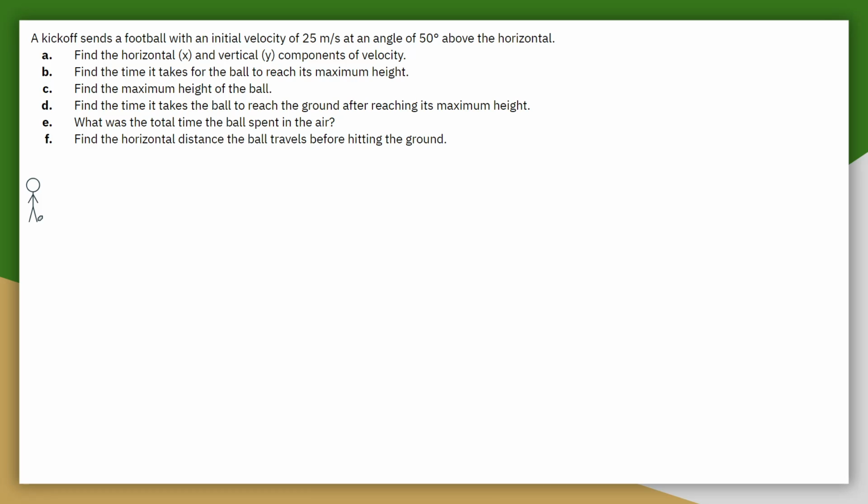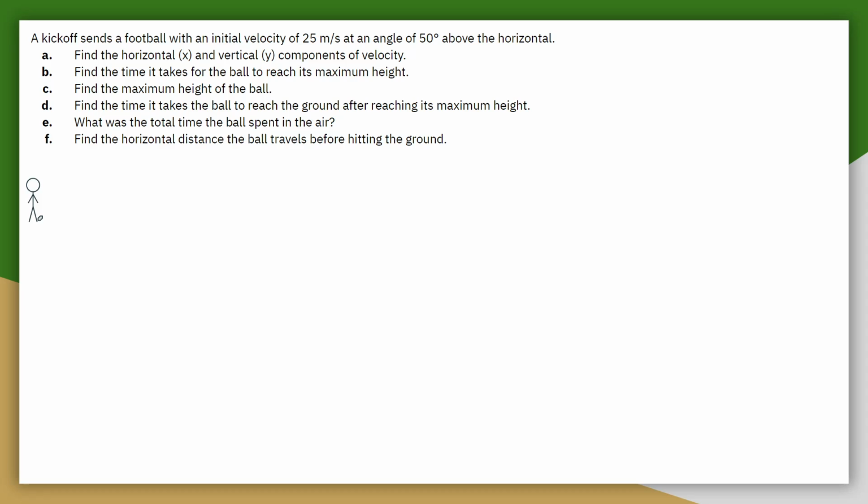B. Find the time it takes for the ball to reach its maximum height. C. Find the maximum height of the ball. D. Find the time it takes for the ball to reach the ground after reaching its maximum height. E. What was the total time the ball spent in the air? F. What was the horizontal distance the ball travels before hitting the ground?